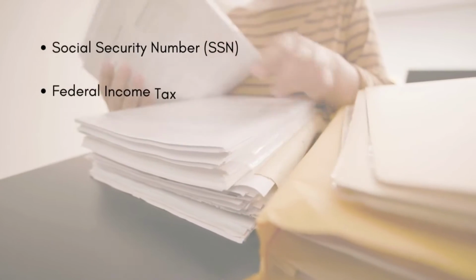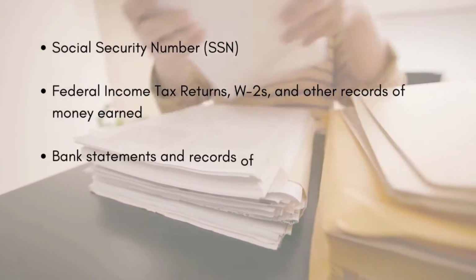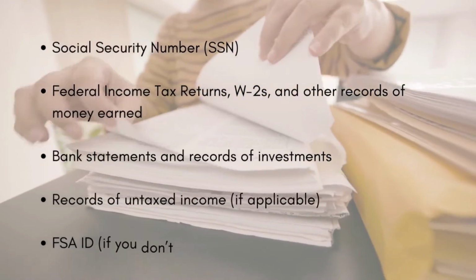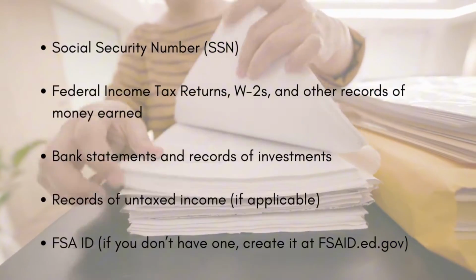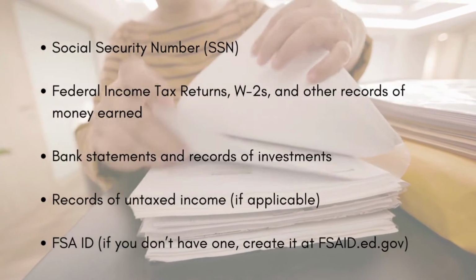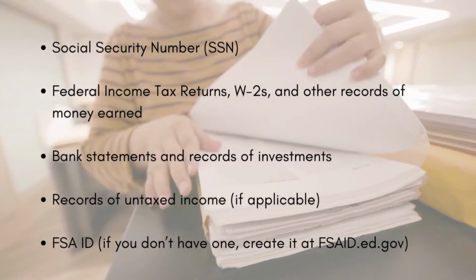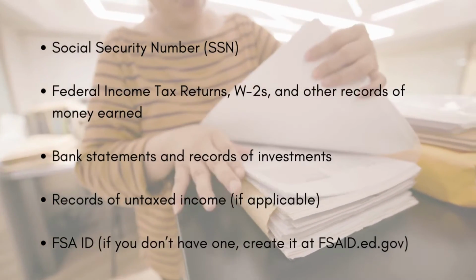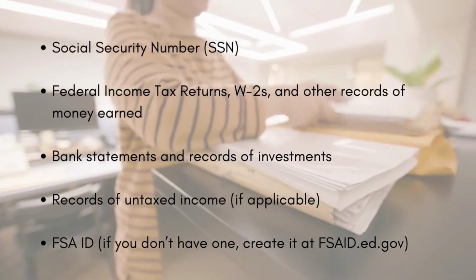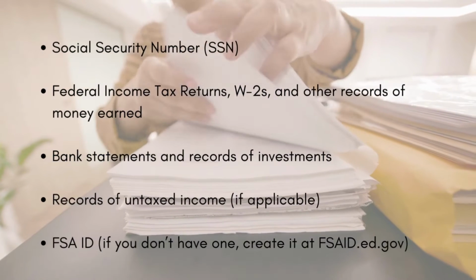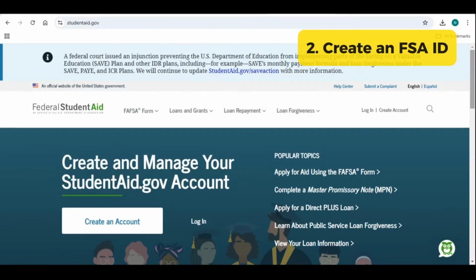1. Gather required documents: Social Security Number or SSN, Federal Income Tax Returns or W-2s, and other records of money earned, bank statements and records of investments, records of untaxed income if applicable, FSA ID if you don't have one. Create it at FSAID.ed.gov.